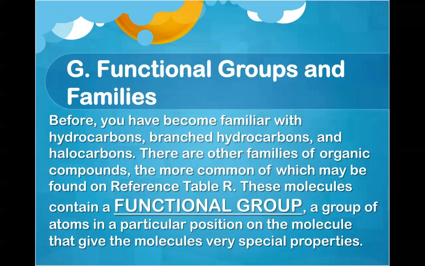All right, let's get started. We talked a little bit about hydrocarbons, branched hydrocarbons, and when we are substituting in a halogen, which we can refer to as a halocarbon. However, we have many more families of organic compounds. We're going to be looking at different functional groups, which is a group of atoms in a particular position on the molecule that give that molecule a very special property. So make sure you have your reference tables out so that you can refer to Table R.